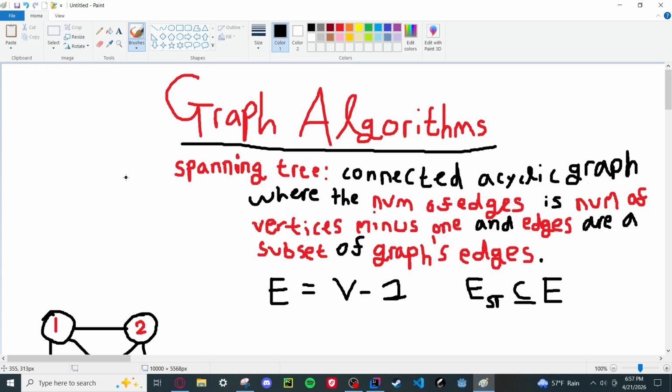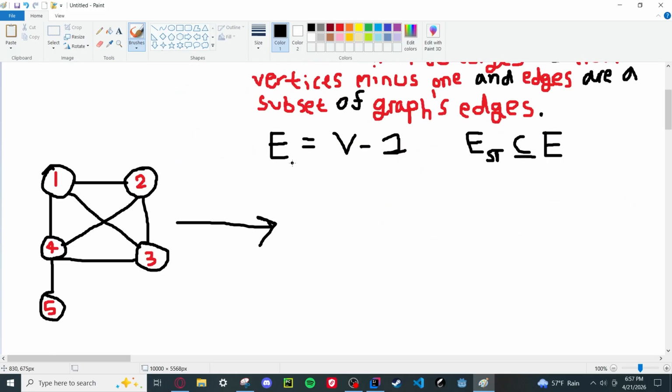Before we jump into graph algorithms, I want to talk about a spanning tree. A spanning tree is a connected acyclic graph where the number of edges is the number of vertices minus 1, and the edges are a subset of the graph's edges. So what does that all mean?